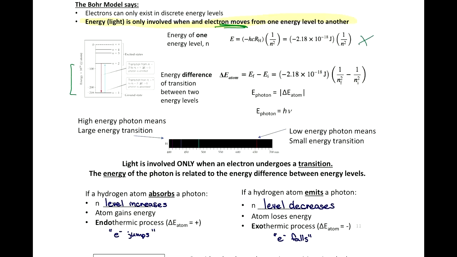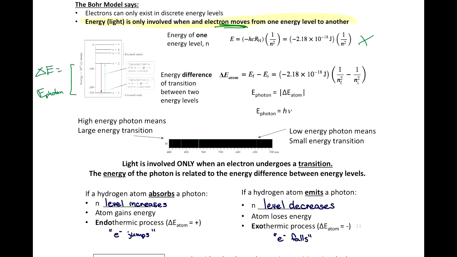So this equation, not super important. It's the absolute energies of each of these rungs. What is important is the change in energy, or the difference in energy, for these different rungs, because the change in energy is equal to the energy of the photon involved in that transition. All right.